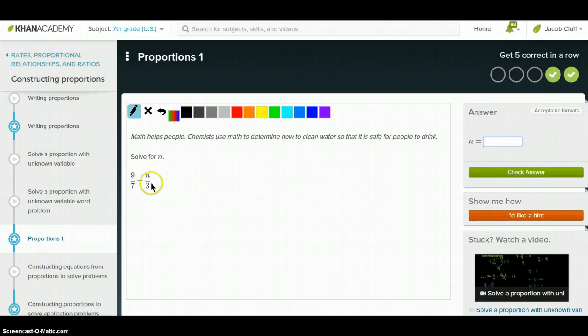Alright, so the next question is going to be a little quicker because we already have the n on top. So we're just going to multiply both sides by 3. So we're going to have 3 times 9 over 7 equals n. And that's also going to be the same as 3 times 9 is 27 over 7.